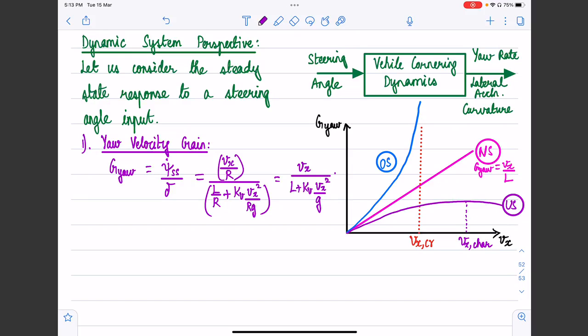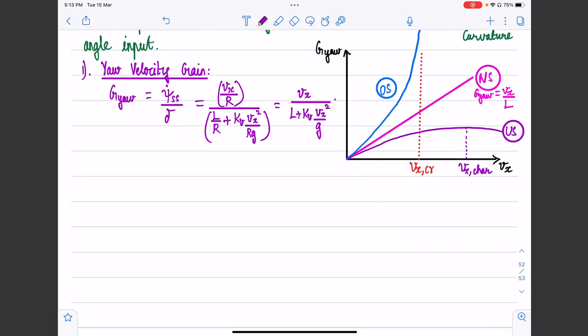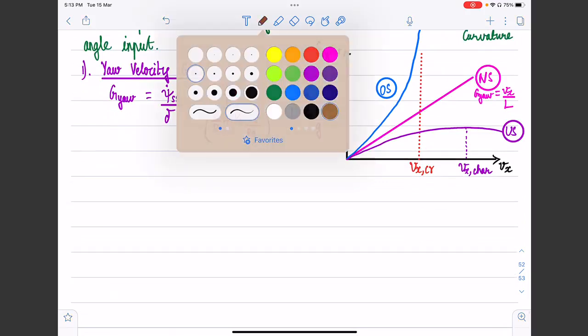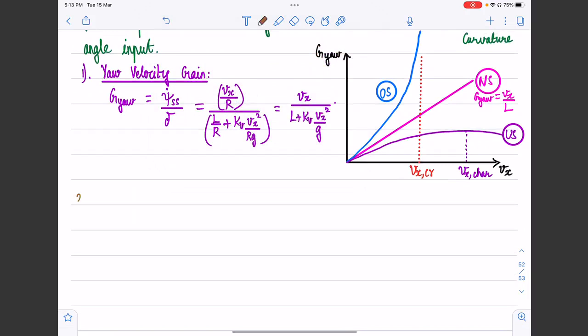Okay. So that is the yaw velocity. Once again, we can see the trade-off, right? We get stability, but at the expense of performance, if we go for understeer. So now we can understand why most passenger cars are understeered, because we want stability, but then they are a little bit sluggish.